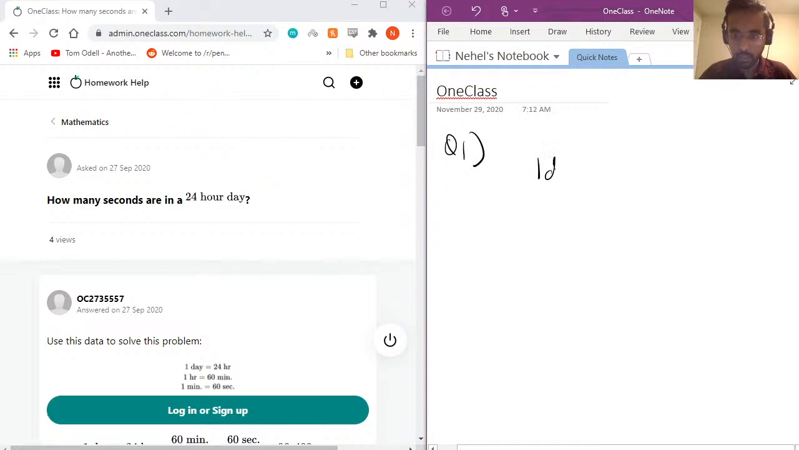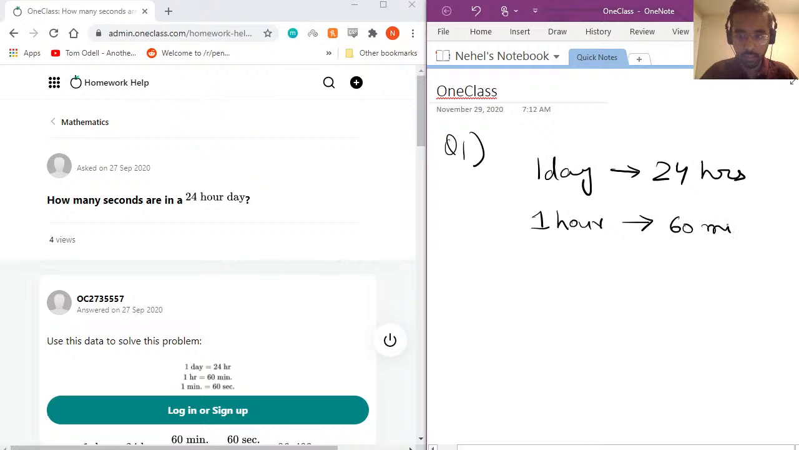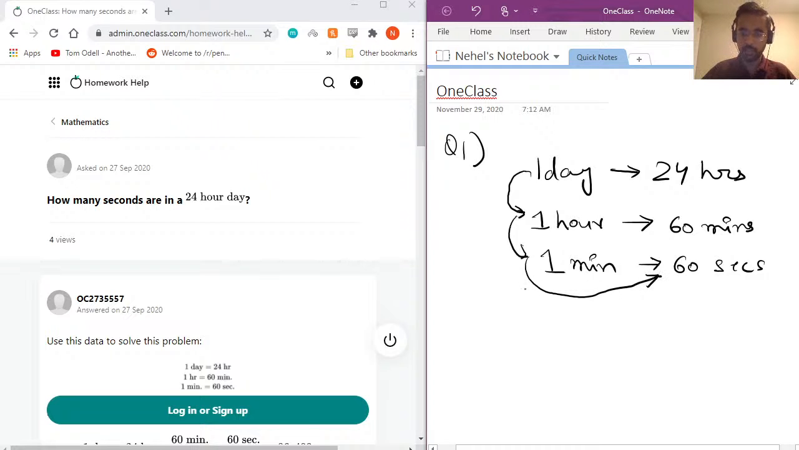So we know that one day corresponds to obviously 24 hours, and then 1 hour has 60 minutes, and then every minute has 60 seconds. So based on this, we need to get from here to here to here and finally to seconds.